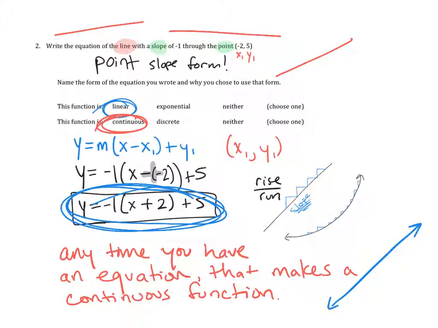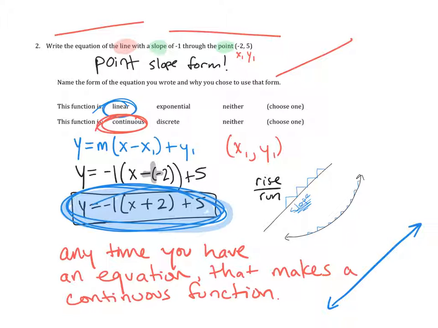If you have a table, that's not the same. So a table, that would be more discrete because I'm only giving you the points that are on the table. With the equation, I'm giving you a whole model that represents all of these points that fall on this line for the equation. So equation is continuous. Anytime you have an equation, it is continuous. Okay, hopefully that makes a little bit of sense.